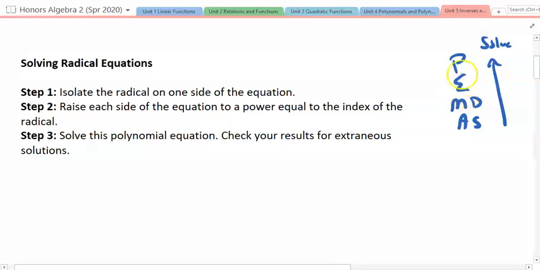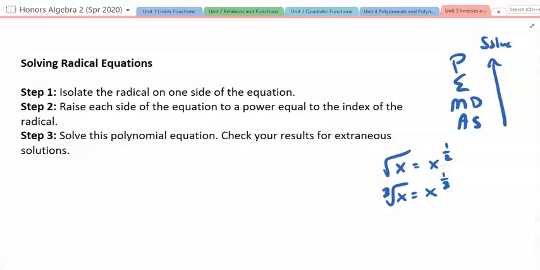Well, we have this exponent step, and remember that radicals are exponents, because we could write the square root of x as x to the 1/2 power. Go back to Algebra 1 for those. Or we could write the cube root of x as x to the 1/3 power, right? And we saw that yesterday with square root and cube root functions.